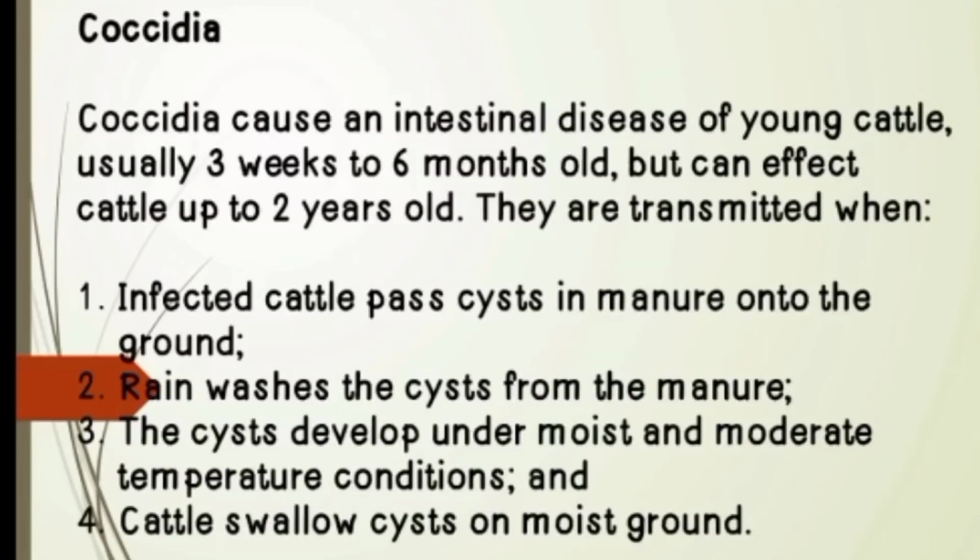Coccidia cause an intestinal disease of young cattle, usually 3 weeks to 6 months old, but can affect cattle up to 2 years old. They are transmitted when infected cattle pass cysts in manure onto the ground. Rain washes the cysts from the manure. The cysts develop under moist and moderate temperature conditions, and cattle swallow cysts on the moist ground.